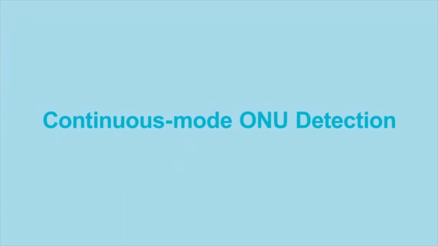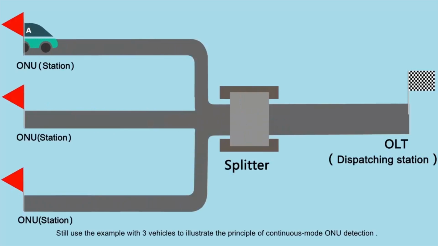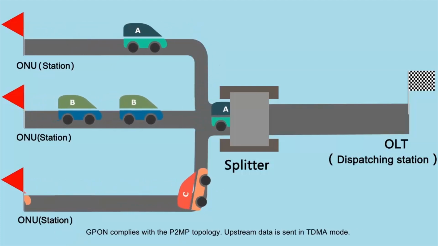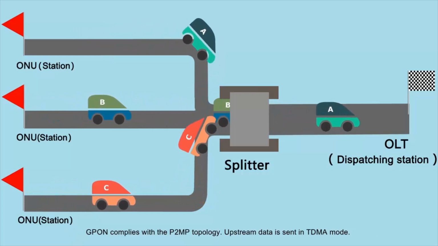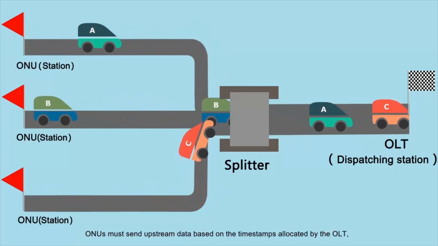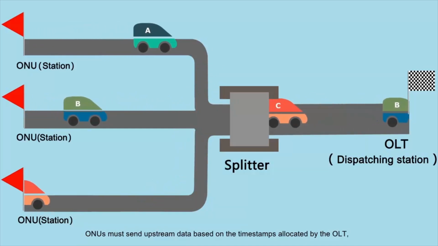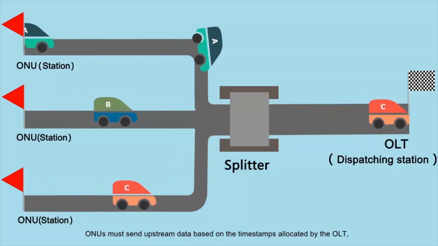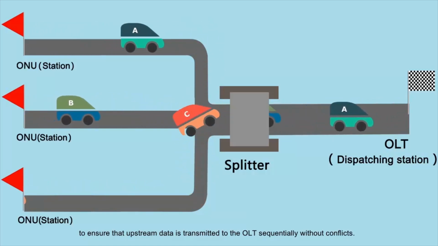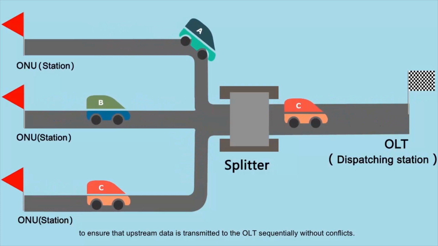Continuous mode ONU detection. Still use the example with 3 vehicles to illustrate the principle of continuous mode ONU detection. GPON complies with a P2MP topology. Upstream data is sent in TDMA mode. ONUs must send upstream data based on the timestamps allocated by the OLT to ensure that upstream data is transmitted to the OLT sequentially without conflicts.